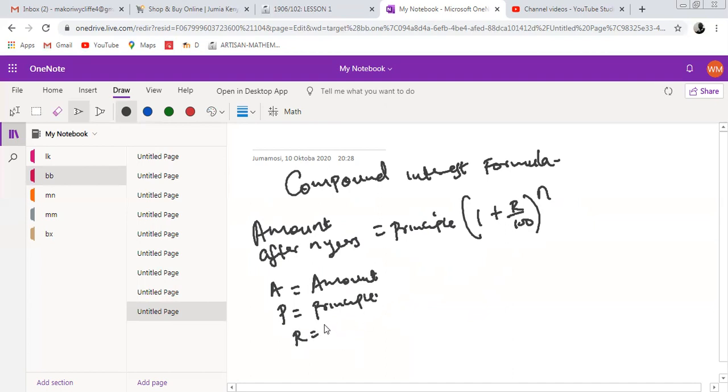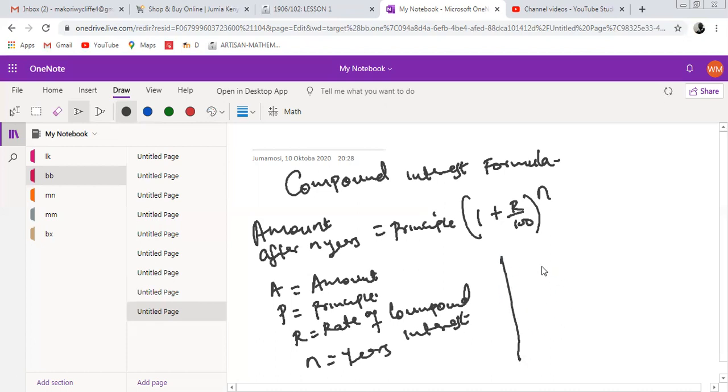R stands for the rate of compound interest, and N is for the number of years. So this formula can be modified to be amount is equal to principal into (1 plus R percent) power n, like that. So this is how we can get that amount.